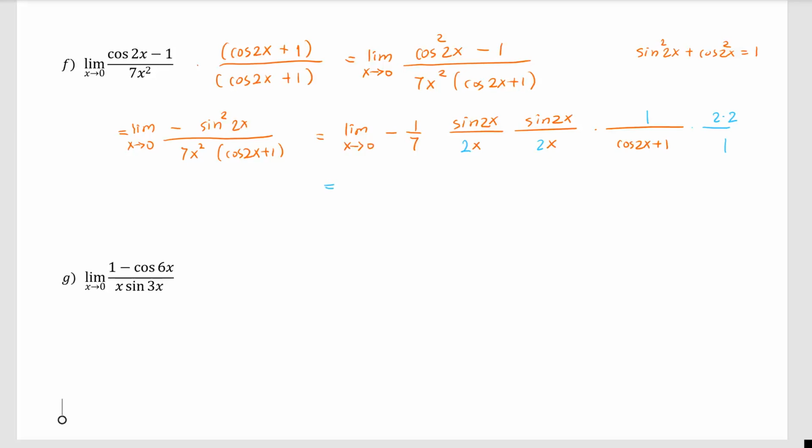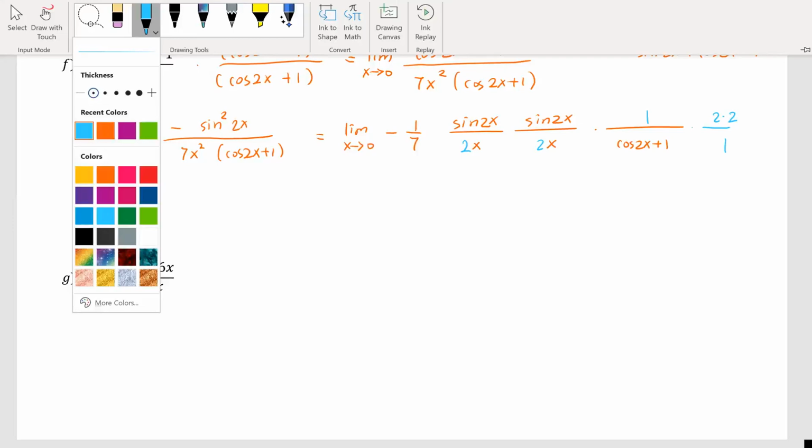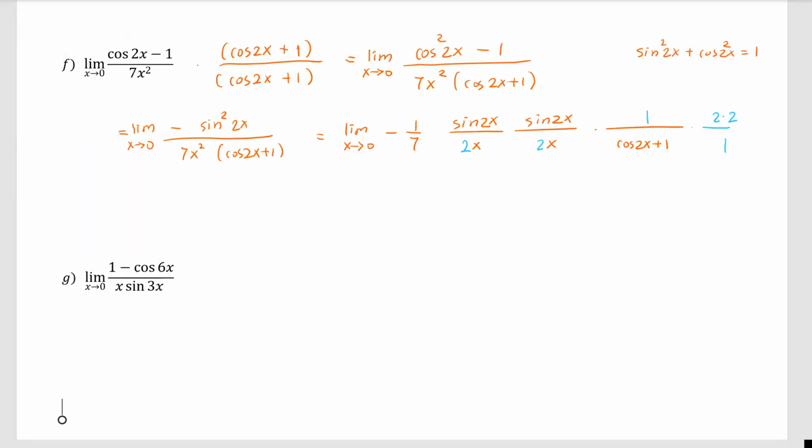Okay, so the answer is, oh, let me use the orange color back. Okay, so this is minus 1 over 7, 1 over 2. Be careful, cosine 0 is 1. 1 plus 1 is 2. Okay, and 2 times 2. Oh, I can cancel one of them. So my answer is negative 2 over 7. So far, so good, everybody?